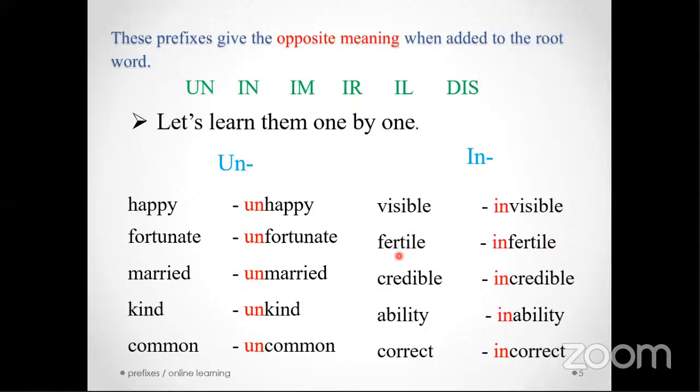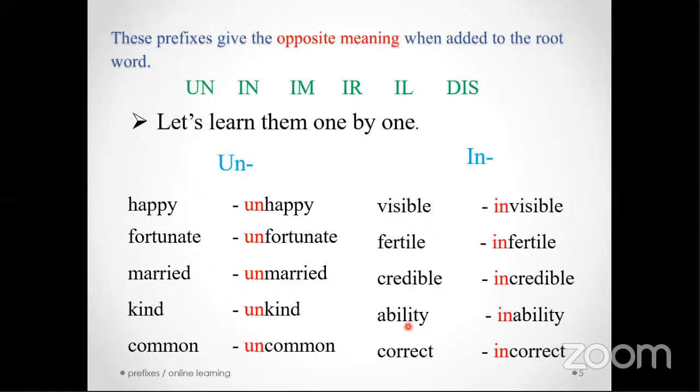And next one, fertile. Fertile, sarusara. We add the prefix in and it gives the opposite word, infertile, nisaru. Next one, credible. The word is credible and with the prefix, incredible. Credible means විශ්වාස කළ හැකි, විශ්වාසය තැබිය හැකි. Incredible, විශ්වාස කළ නොහැකි, right?